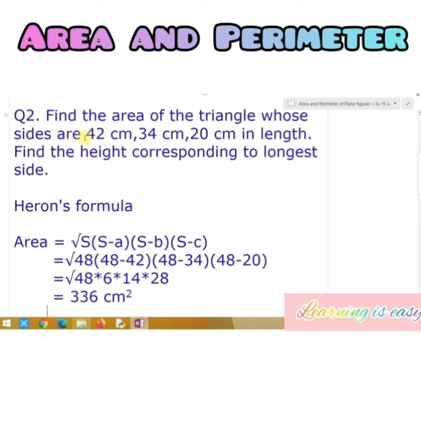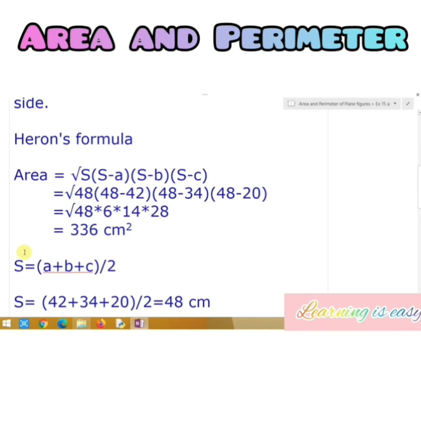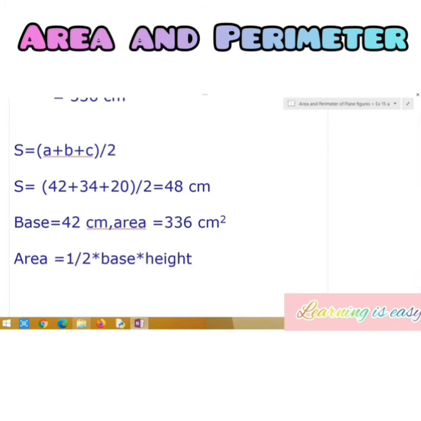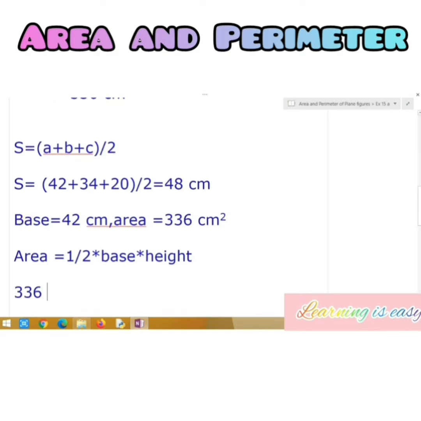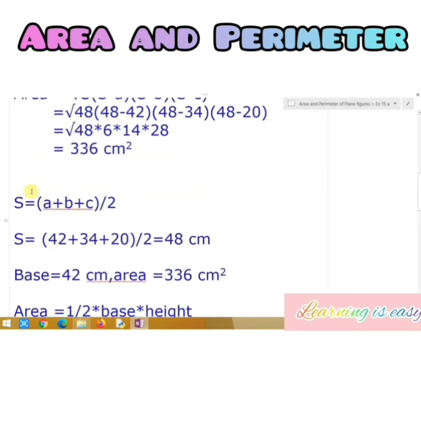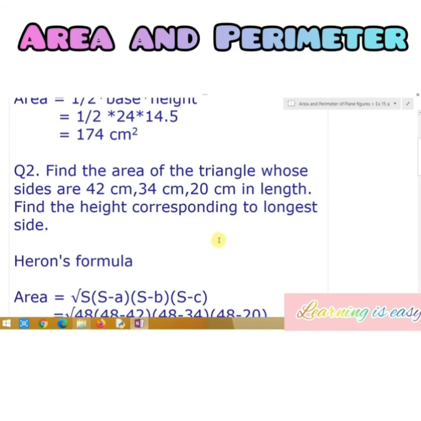Next we need to find the height corresponding to the longest side. Here the longest side is 42 centimeter. By considering that as base, we need to find the height. We already know the area, that is 336 centimeters square, and the base is the longest side of all three sides, which is 42 centimeter. So 336 equals half into 42 into height. So height is going to be 16 centimeters. That's the second part of question 2.